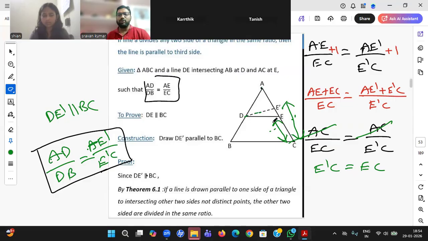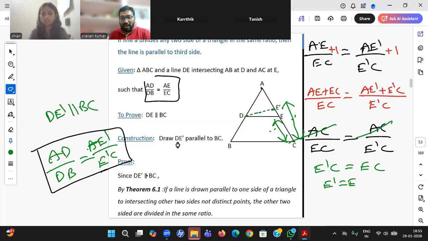They can't be same. Only one condition they can be same. What is that condition? This E dash should lie on E. Or you can just say E dash equal to E. Or you can say E dash and E will coincide with each other. We are getting this equation. This can only be true if E dash and E are coinciding.